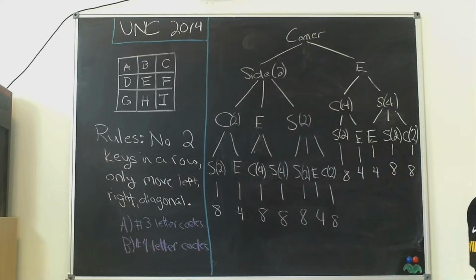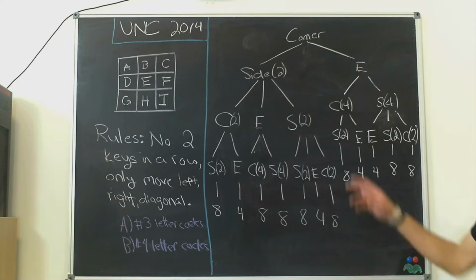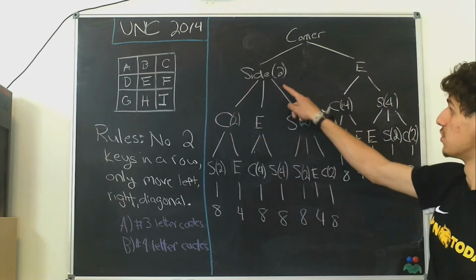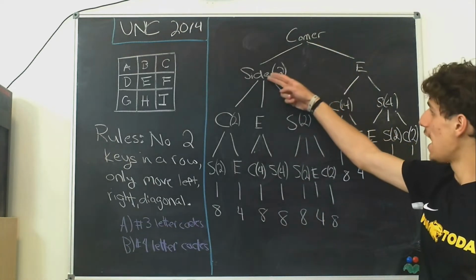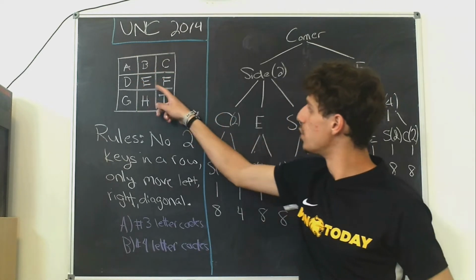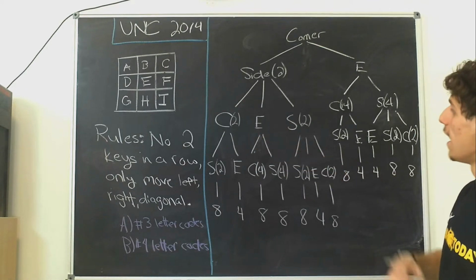So here I've drawn out the tree for 4-letter codes starting in the corner. As you can see, if we start in the corner, we can either split to 2 sides, that's why I have this 2 here, or we can go to E. And then if we come to a side, let's say we go to B, then we can go to 2 corners, 2 sides, or E. So that's 2 corners, 2 sides, and E here. And so on and so forth.